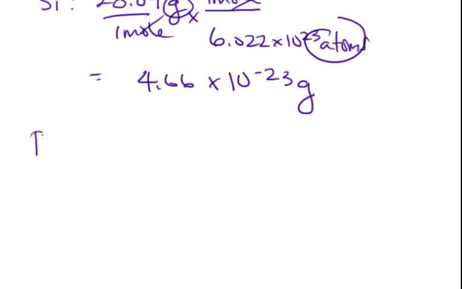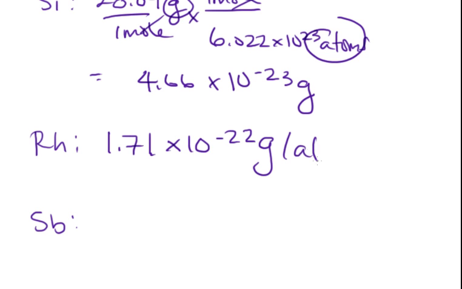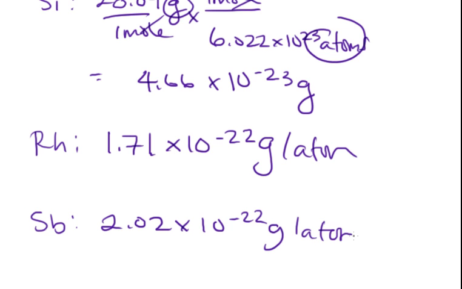You would solve for rhodium and antimony the same way. And when you do, you find that the answer for rhodium is 1.71 times 10 to the minus 22 grams per atom, and for antimony it is 2.02 times 10 to the minus 22 grams per atom. And that's it.